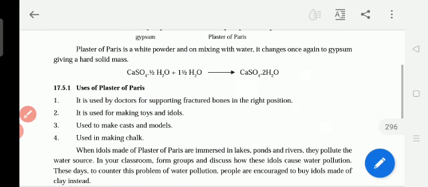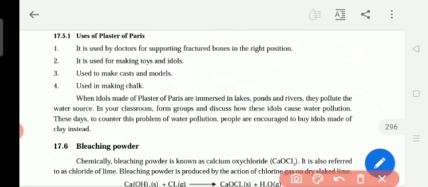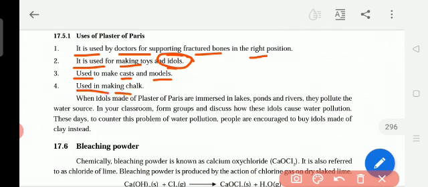So uses of plaster of Paris: it is used by doctors for supporting fractured bones in the right position. If the bones are fractured, to keep the bones in the right position, this is used. It is also used for making toys and idols. Idols means what? Statues that we worship, gods, goddesses. It is used to make casts and models, and used in making chalk. Our chalk pieces we write on the board with are also prepared from the plaster of Paris.